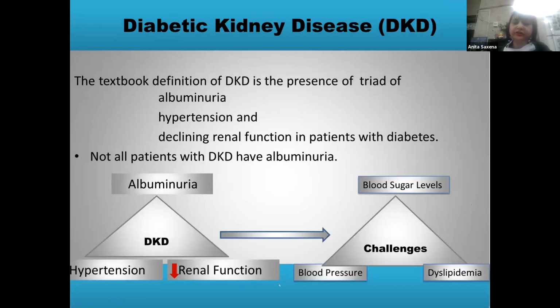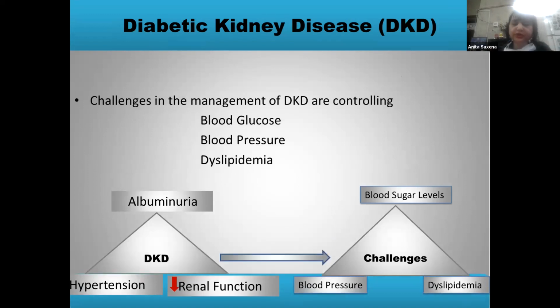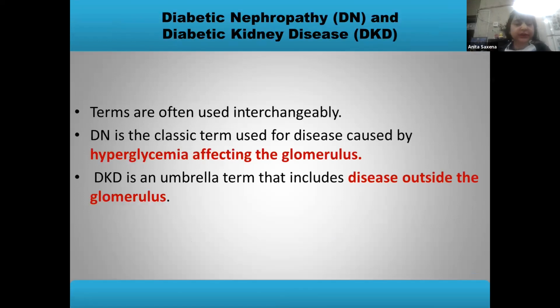The textbook definition of diabetic kidney disease is the presence of the triad of albuminuria, hypertension, and declining renal function in patients with diabetes, but not all patients with diabetic kidney disease have albuminuria. Challenges in the management of diabetic kidney disease are controlling blood glucose, blood pressure, and dyslipidemia. Now, the terms diabetic nephropathy and diabetic kidney disease are often used interchangeably. Diabetic nephropathy is the classic term used for disease caused by hyperglycemia affecting the glomerulus. Diabetic kidney disease is an umbrella term that includes disease outside the glomerulus.